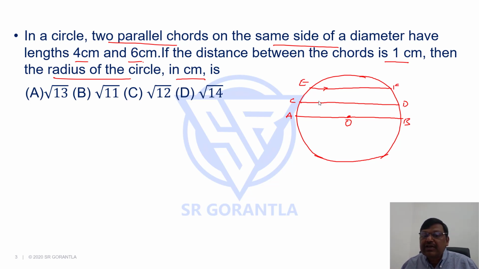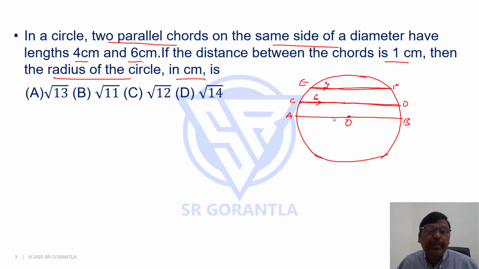There are two parallel chords. When a chord is close to the center, it will have more length. When it goes far from the center, the length of the chord will decrease. So when you say 4 cm and 6 cm, this EF should be 4, and this CD should be 6.